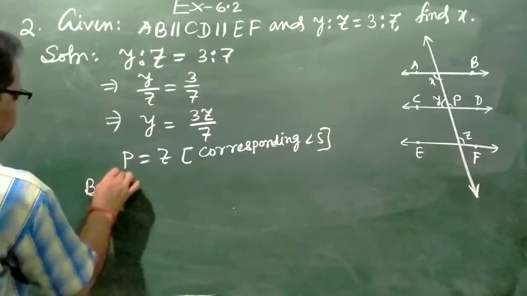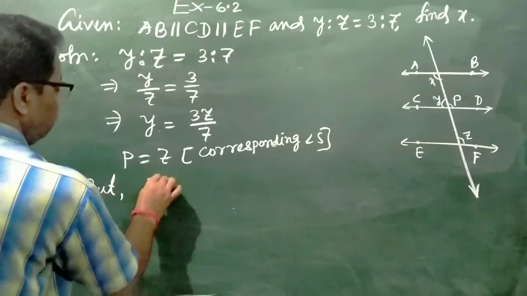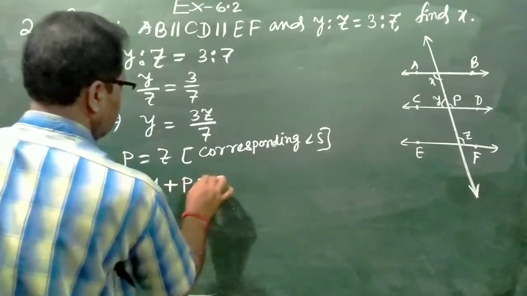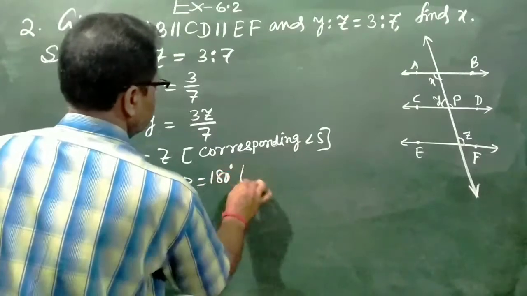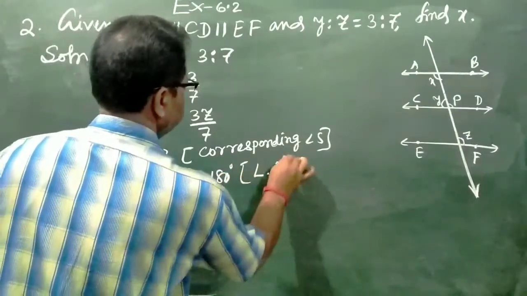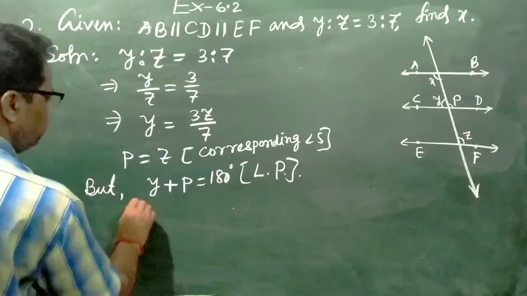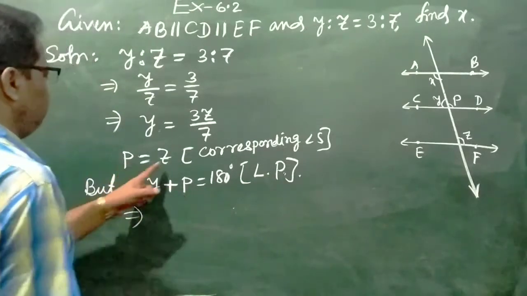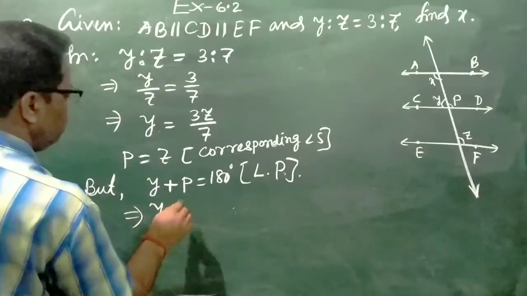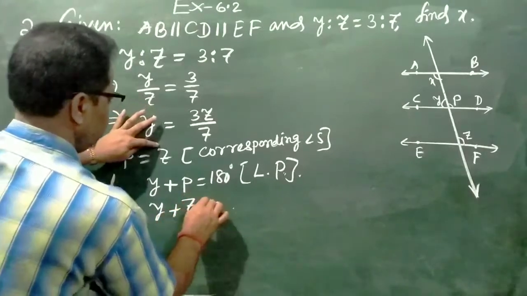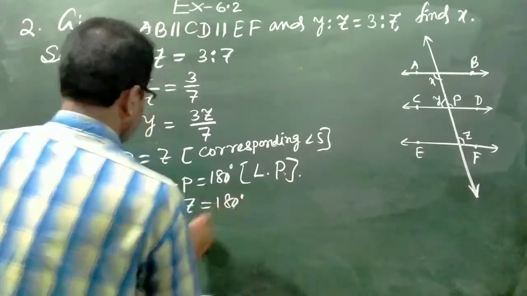But Y plus P is equal to 180 degrees. So this is a linear pair. The value of P we are putting here, that is Z. Then Y plus, for P, Z is written, is 180 degrees.